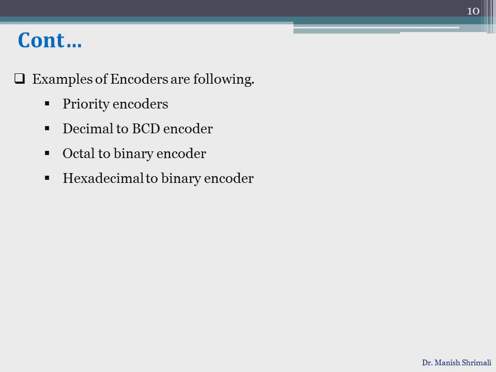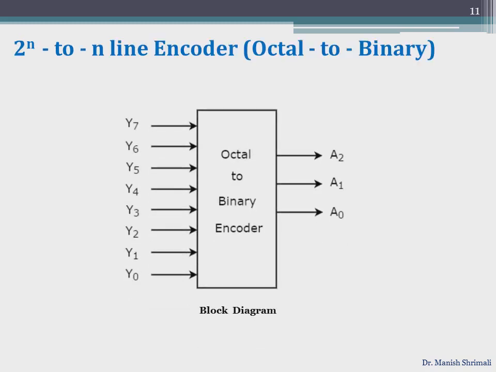Now next, we are going to consider the 2 raised to n line encoder. This is the block diagram of the octal to binary encoder, in which we have y0 to y7 as the 8 inputs, and there are 3 outputs, that is A2, A1 and A0.